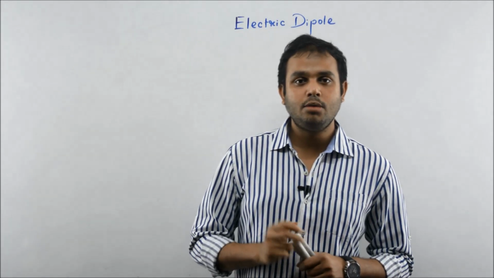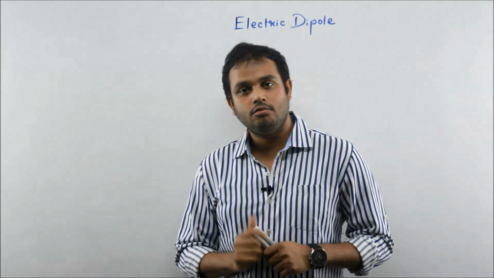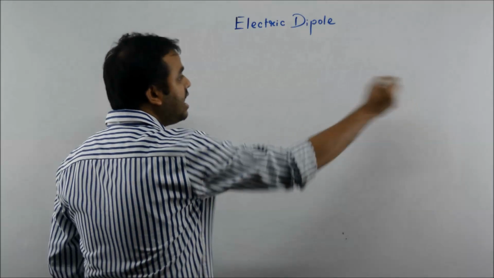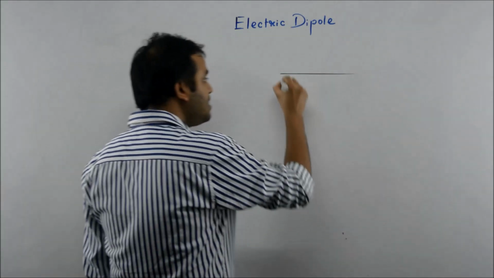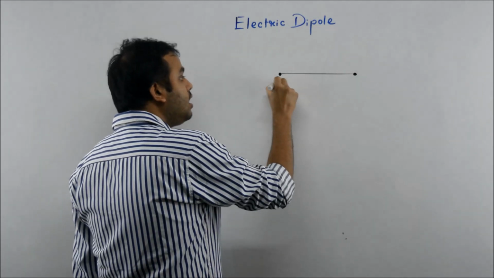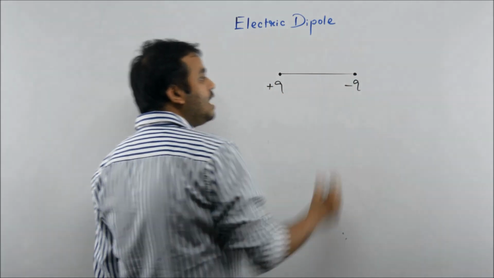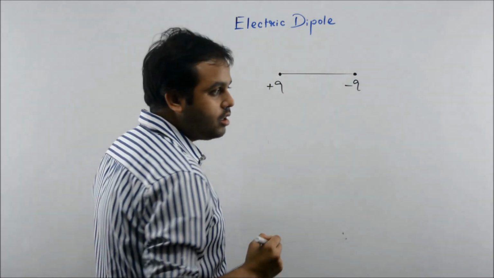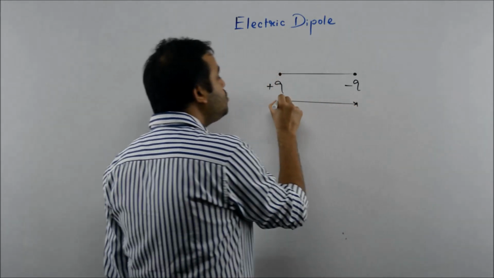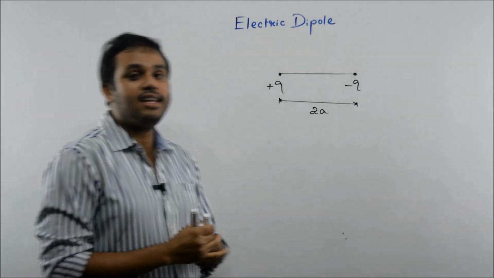Students, today we will discuss what is electric dipole. What is electric dipole? So students, electric dipole is a system of two equal charges, but they are of opposite nature, and the separation between the two charges should be very small. Clear, students?